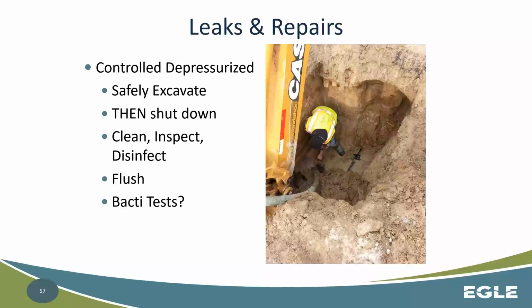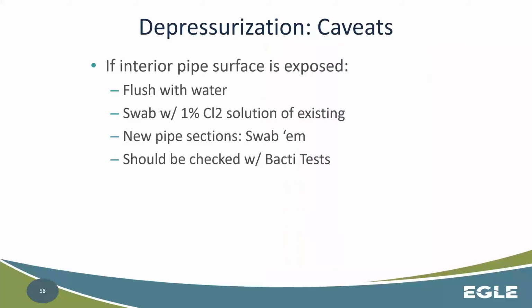Controlled depressurization is key. If you can depressurize controlled wise, that'll help keep the site itself of the break as clean as possible, keeping material and debris out of the pipe. Again, you're going to probably have to do a boil water advisory. You're going to have to do some back-T testing. But in this scenario, you're doing the best kind of cleanup that you can of the exterior of the pipe.